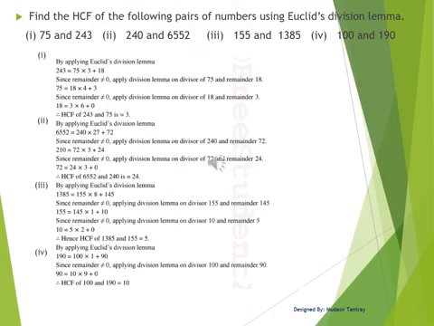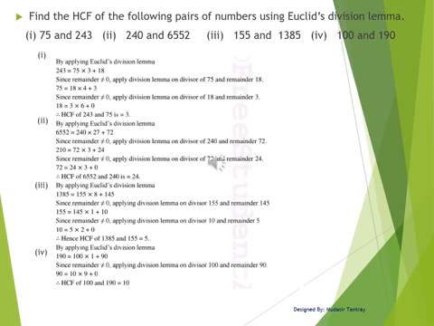Find the HCF of the following pairs of numbers using Euclid's division lemma. First part is 75 and 243. Second one is 240 and 6552. Third one is 155 and 1385. And the last one is 100 and 190.